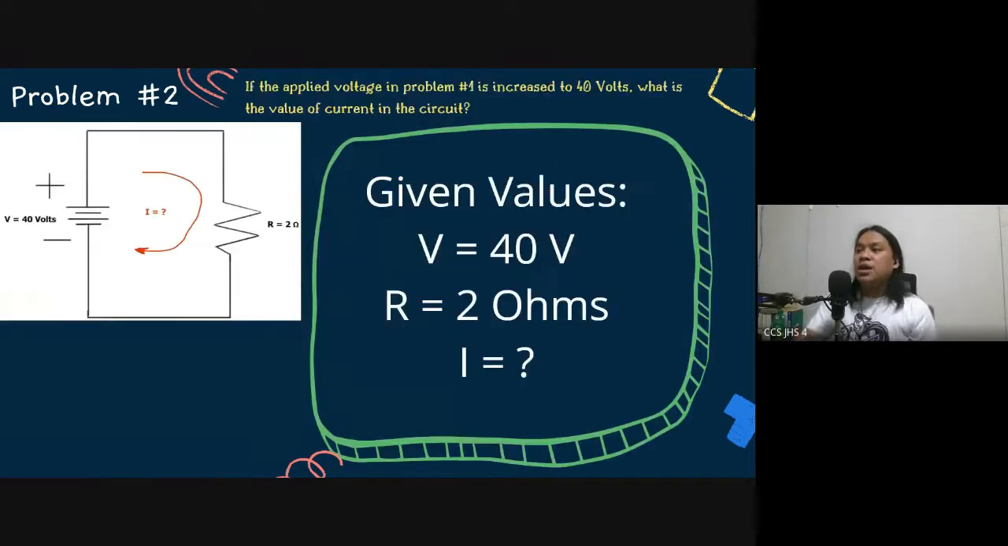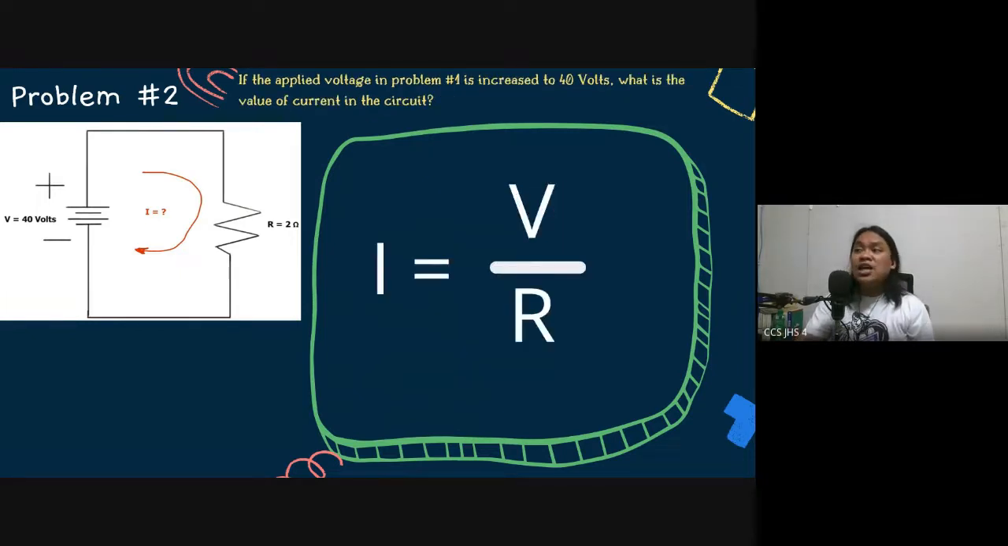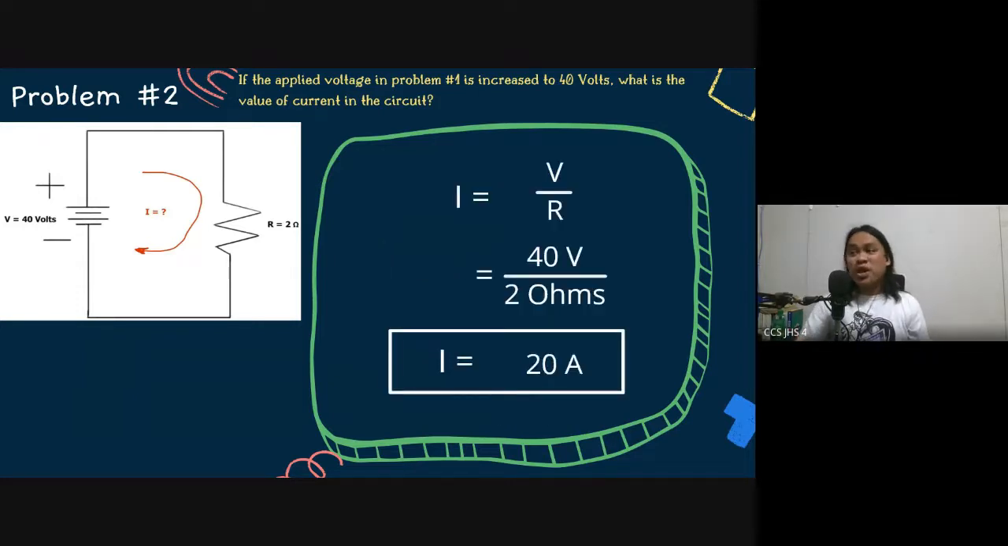Okay, very good. So these are our given. Voltage is equal to 40 volts, resistance is equal to 2 ohms, then we are going to look for the value of our current. Since we are still looking for the value of our current, we use the same formula. So let's substitute. This will become 40 volts divided by 2 ohms. What's the answer? Many of you got the answer. Very good. So 40 volts divided by 2 ohms, our current is 20 amps or 20 amperes.